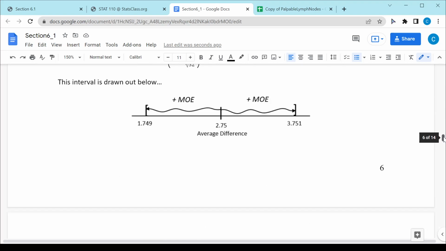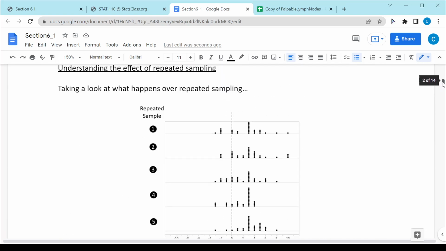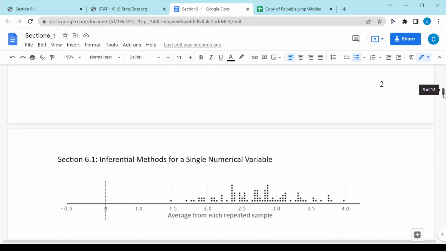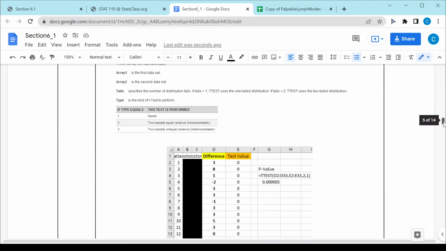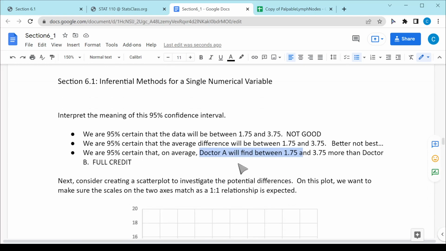Remember that a positive difference indicates that Dr. A is finding more. If I go back up here and look at this a minute, a positive value, 4 minus 1, 3, that's a positive value. That means Dr. A is finding more. So when I'm looking at my 95% confidence interval, again, that goes from 1.75 to 3.75, this is staying above 0. So that means Dr. A is finding more than Dr. B. When we're interpreting the confidence interval, tell me that Dr. A is going to find more than Dr. B here.